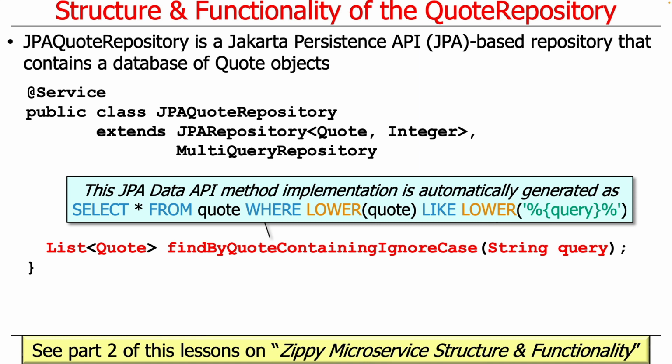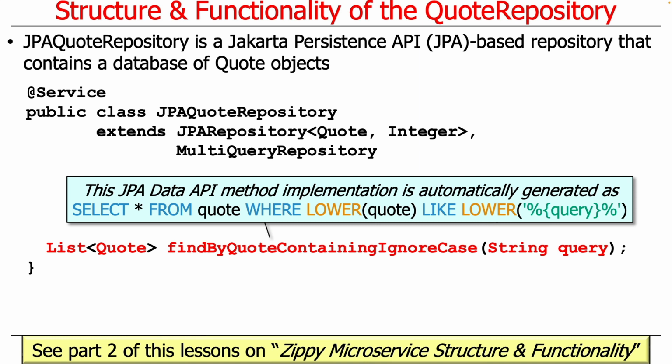So this particular sequence of words will cause the JPA to generate a method that will do this SQL query. Select everything from the quote table where the lowercase quote column is like the lowercase query with wildcards added to it. That means it'll match anything that's in there, so you don't have to have an exact match. You just have to have it included or contained within there.